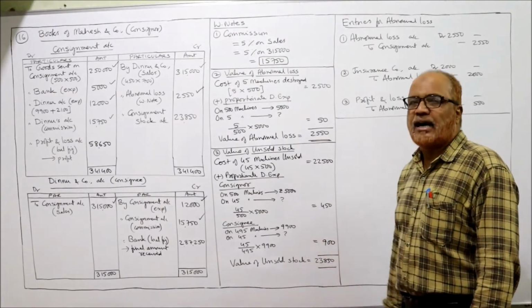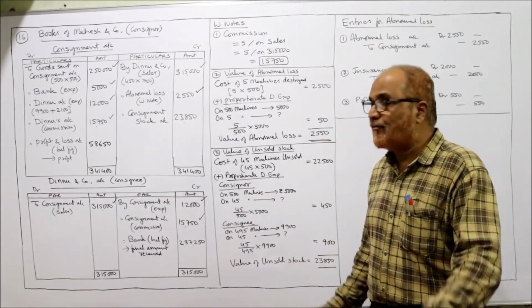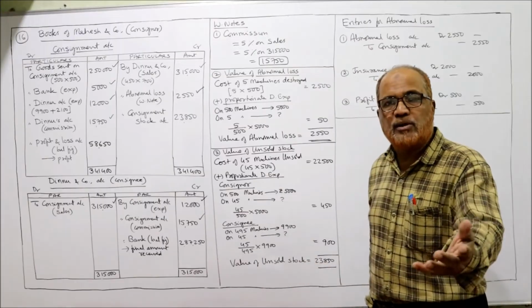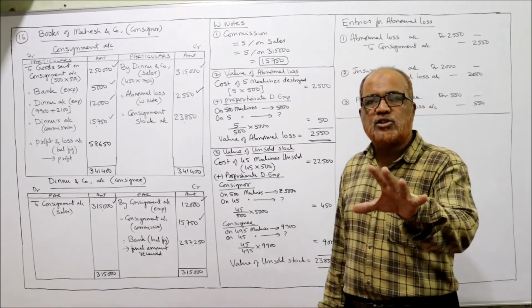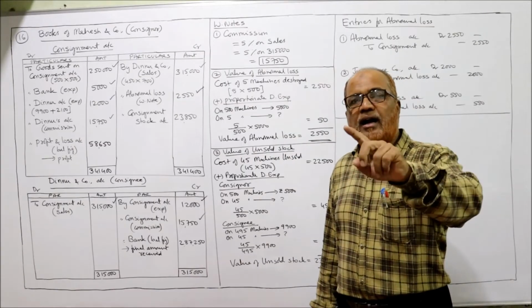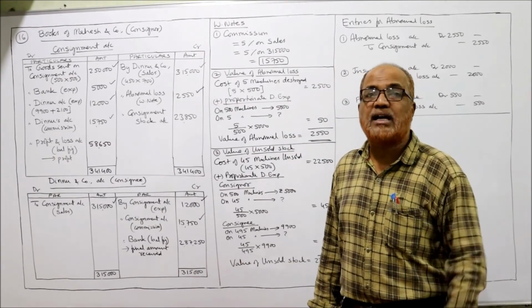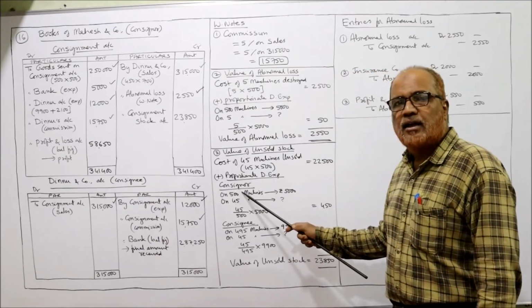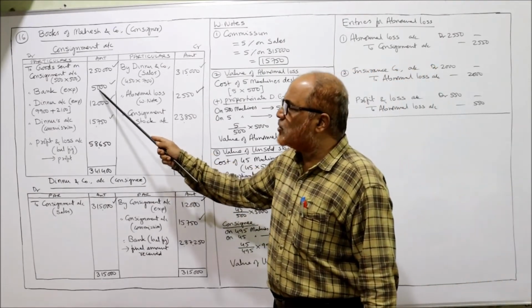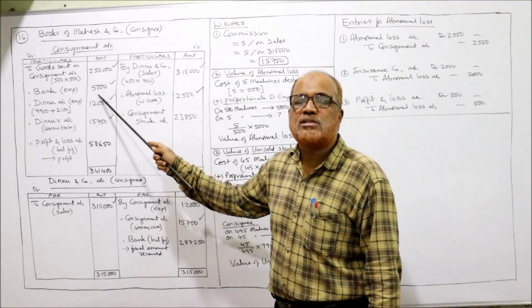Now proportionate direct expense. Now be careful with the calculations here. Normally students commit mistakes in these calculations. Now, direct expenses are incurred by the consignor and also by the consignee. Both we should take. Now first of all, the consignor. The consignor has spent 5,000 rupees. On how many machines has he spent?